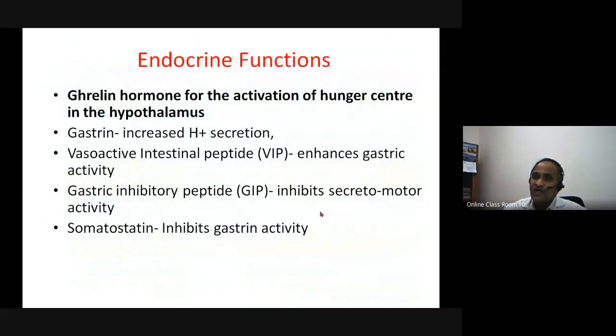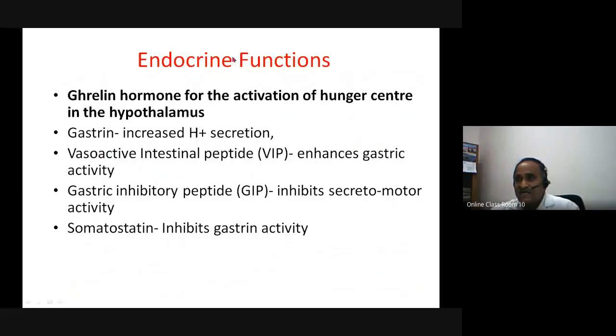Now, what are the endocrine functions? The stomach performs one systemic endocrine secretion. That means ghrelin is a hormone secreted from the stomach, and this ghrelin especially regulates hunger and satiety. Ghrelin levels increase during fasting, and these levels activate the hunger and satiety centers in the hypothalamus, so that we start to go for food intake. After the ingestion of food, the ghrelin levels go down, and then satiety takes place. So this is a systemic hormone.